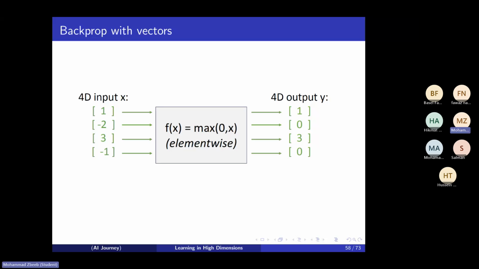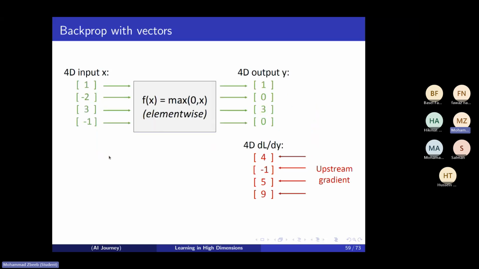Okay, let's take a close look at backpropagation with vectors, and this is the ReLU activation, which is the max between 0 and x. Let's say we have a four-dimensional vector of size 4 getting inside a ReLU. The output is that the positive numbers are gonna keep themselves the same, and the negative ones are gonna be zeros. So for 1 it's 1, for -2 it's 0, for 3 it's 3, for -1 it's 0.